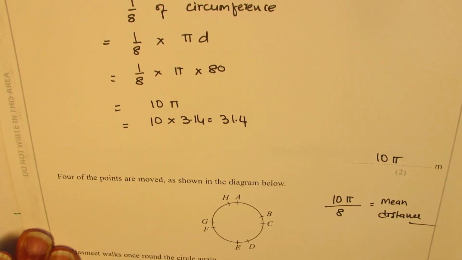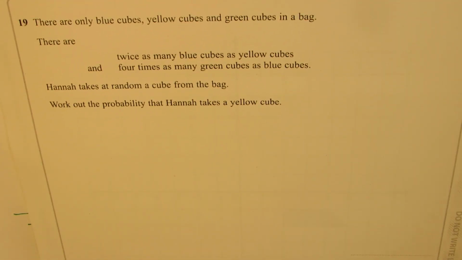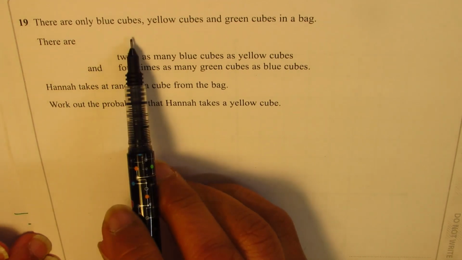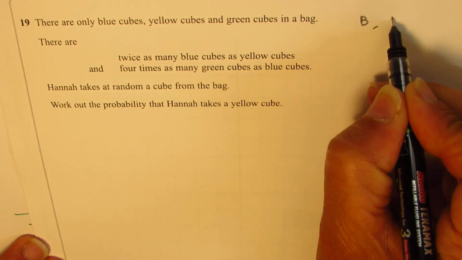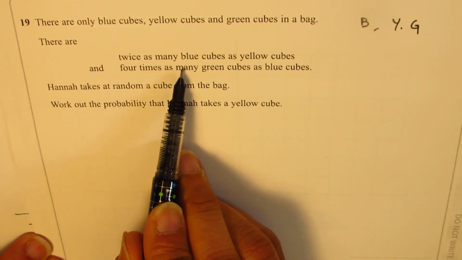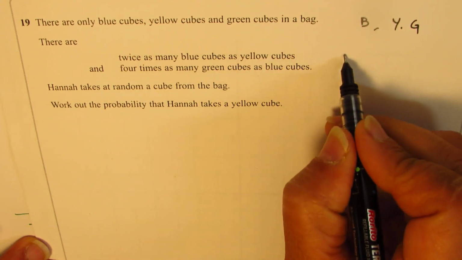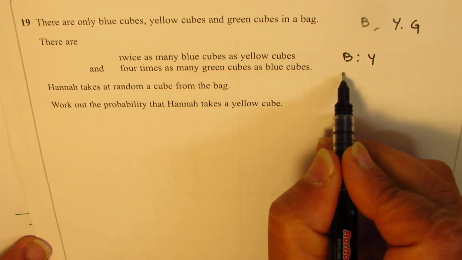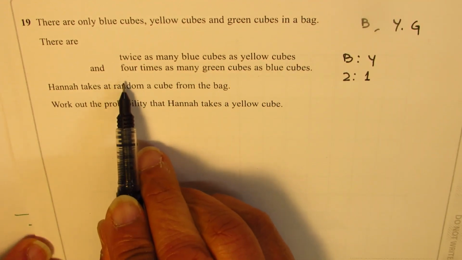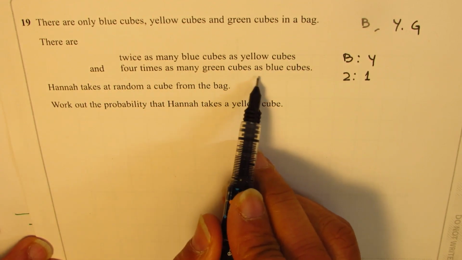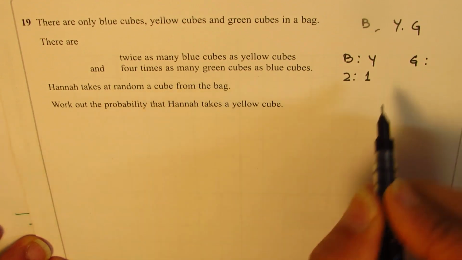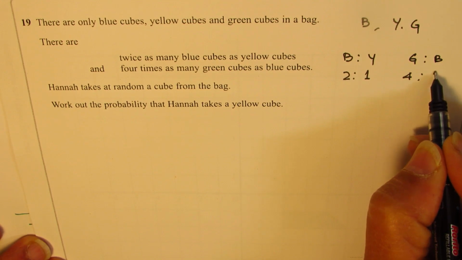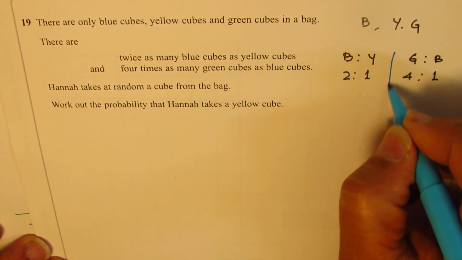Now let's take care of the next question, which is question number 19. I'd like you to pause the video, answer this question, then look into my suggestions. This is a 3-mark question. There are only blue cubes, yellow cubes, and green cubes in a bag. So we'll mention them as blue, yellow, and green. There are twice as many blue cubes as yellow cubes. So we are given the ratio of blue to yellow, which is 2:1. And 4 times as many green cubes as blue cubes. So the ratio between green and blue is 4:1. So that's what we are given.